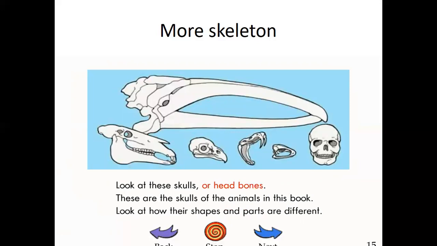there are different types of skulls or head bones. These are the skulls of animals in this book. Look at how their shapes and parts are different. You can see that different types of animals have different types of head bone, which are more suitable for them because they are living in some special type of environment in which these skulls help them to live. They have bones according to their environment.